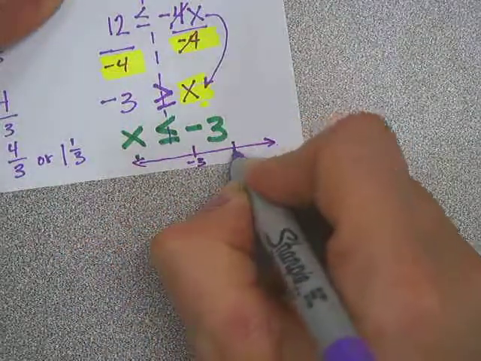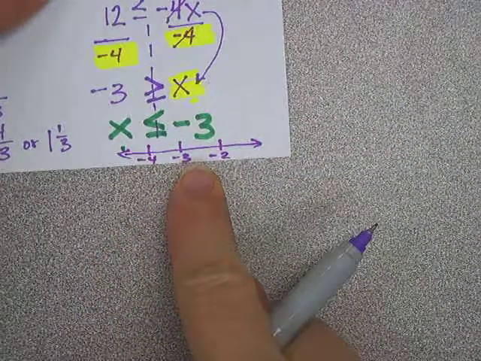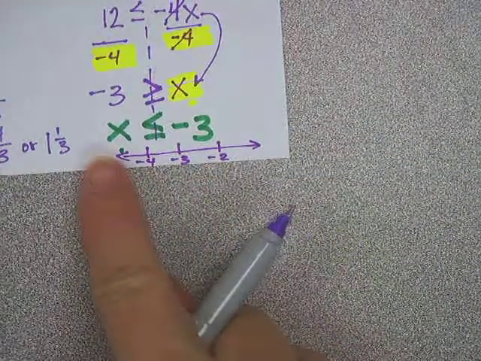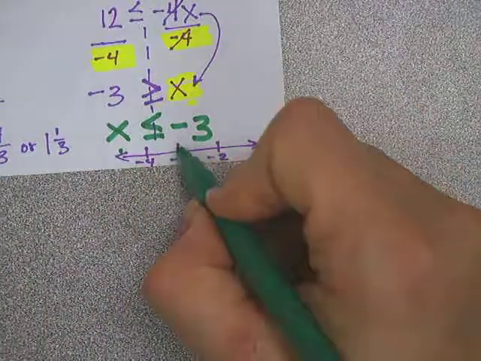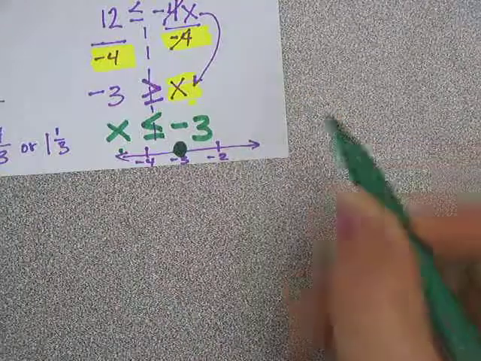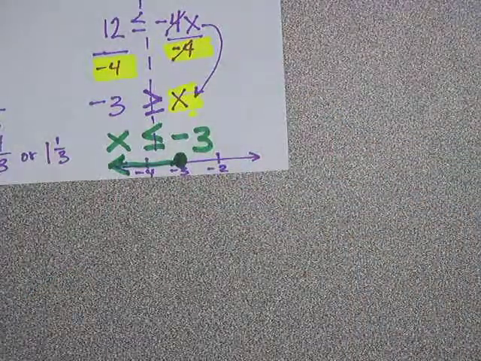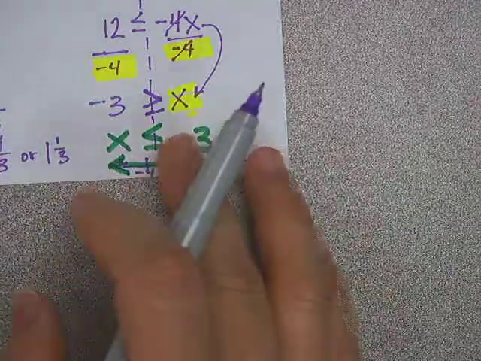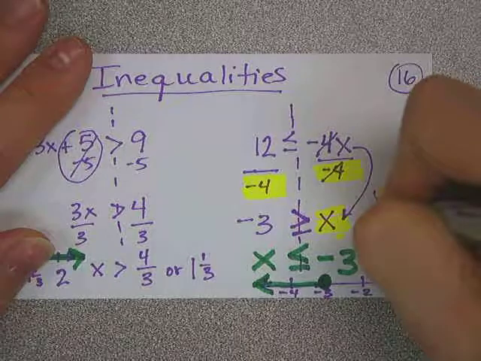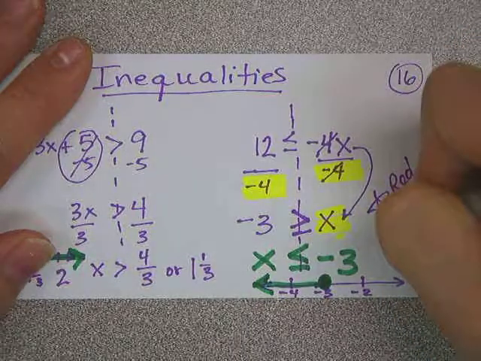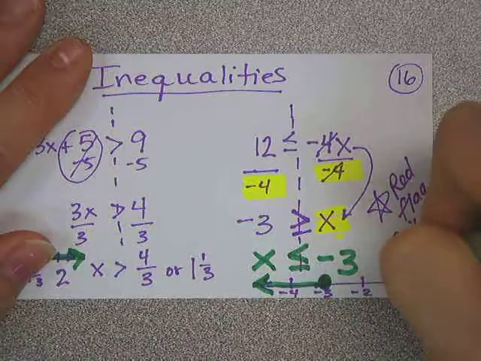So to graph that, we're going to put -3 here, -2, -4. And we want all values of x that are less than or equal to -3. Well, since it's equal to, we put a solid dot, and we're going to color everything less than. Okay. So make a note. This is a red flag moment where we have to switch the sign.